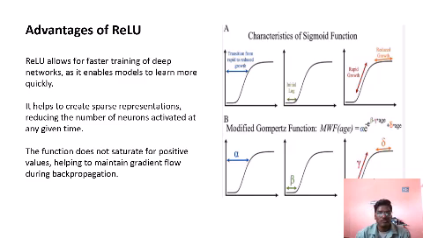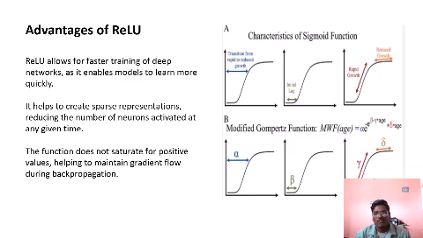Advantages of ReLU. ReLU allows for faster training of neural networks as it enables models to learn more quickly. It helps to create sparse representations, reducing the number of neurons activated at any given time. The function does not saturate for positive values, helping to maintain linear flow during backpropagation.